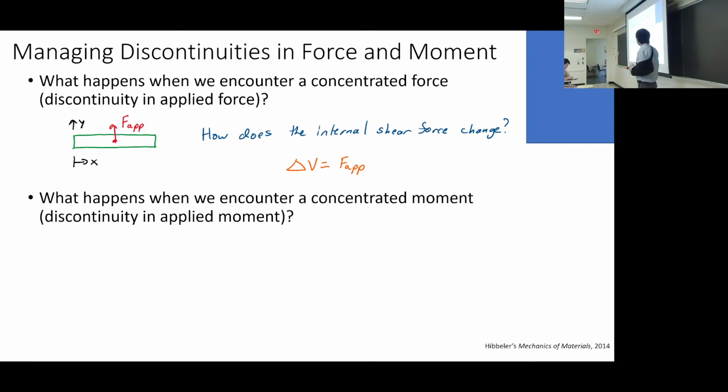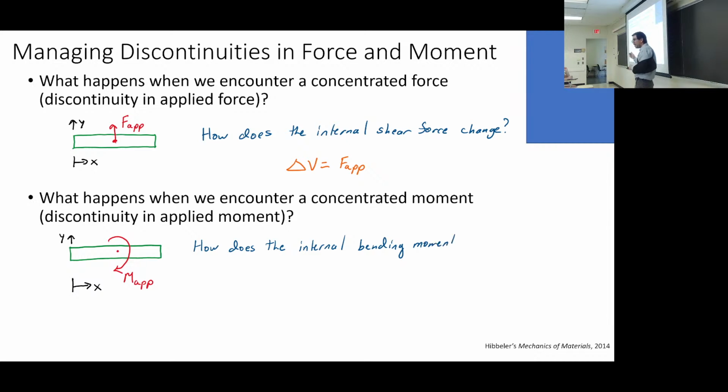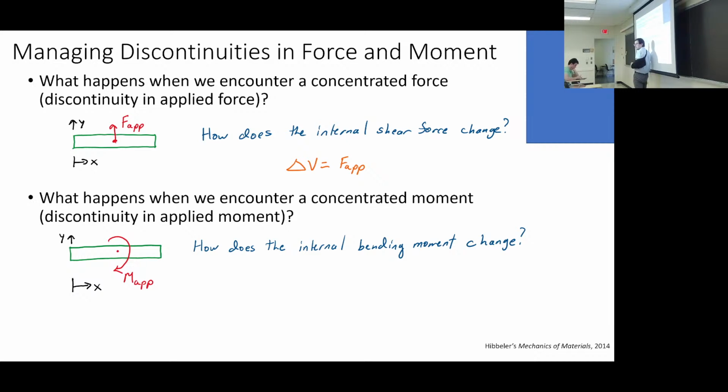But if you have a concentrated moment, this one's actually clockwise, and this ends up being delta M equal to MF, going from minus X to positive X. And we're going from the left side to the right side in both of these cases. So that's something to keep in mind.